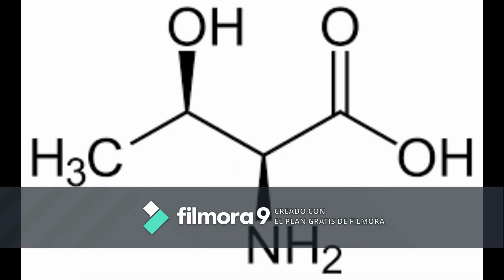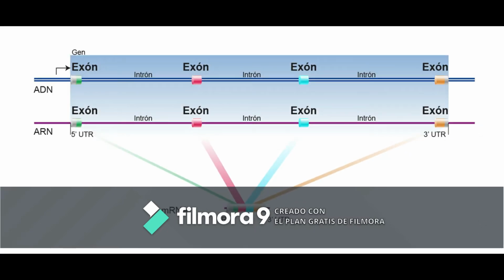I'm going to do some clarification about some concepts. First one, threonine, it is an amino acid, and exon is the portion of the gene that encodes amino acids.